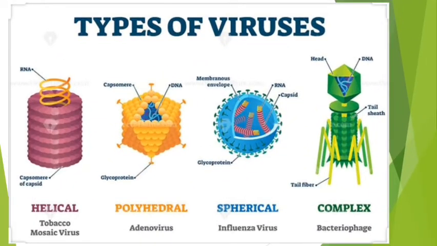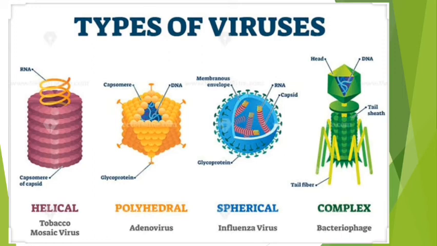So, types of viruses. Here are some diagrams of viruses of different types. You can see here, first is helical. The structure is helical, and the example is tobacco mosaic virus. Here you can see it is labeled RNA. So in tobacco mosaic virus, which genetic material is present? RNA. And can you see the capsomere of the capsid? These are made up of protein.